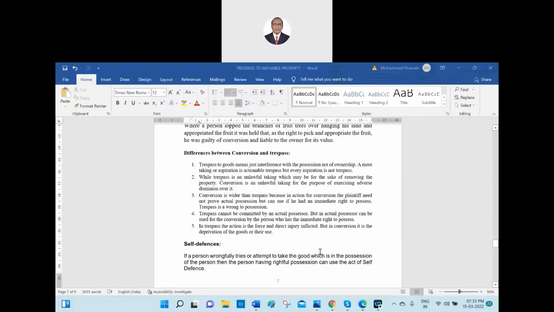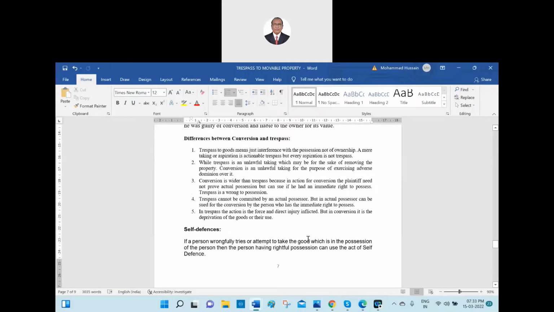Means some action would be there, some force is there. Are you following me? Yes, sir. But in conversion, it is the deprivation of the goods or their use. In conversion, they will take away the position of a person to enjoy the property, and they will try to convert it or destroy it or sell it or detain it. In any way, they can do it. So conversion is wider than trespass.